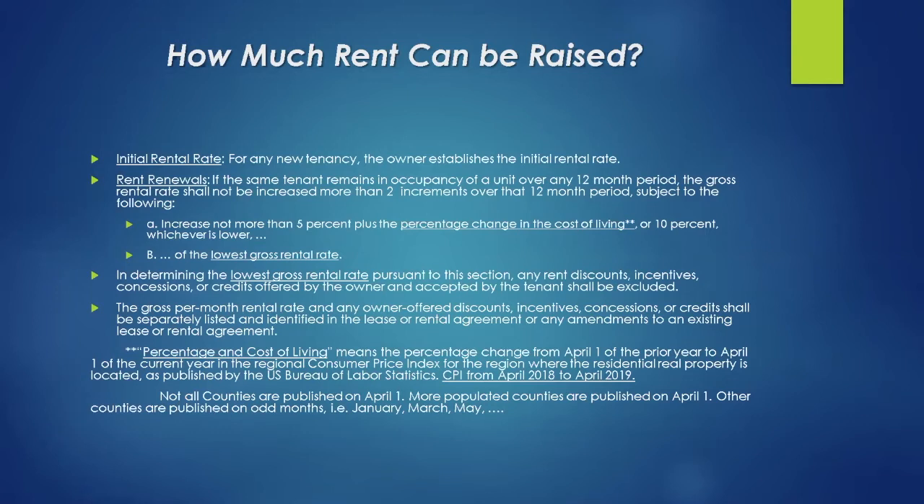Not all counties are published on April 1. More populated counties, such as Los Angeles, Orange County, Sacramento, and San Francisco are published on April 1. Other counties are published on odd months, January, March, May, and so on.